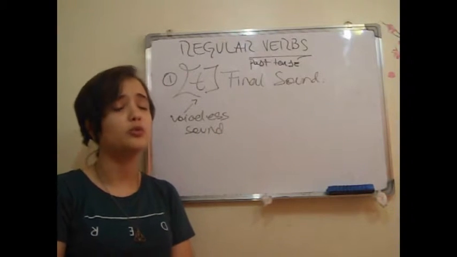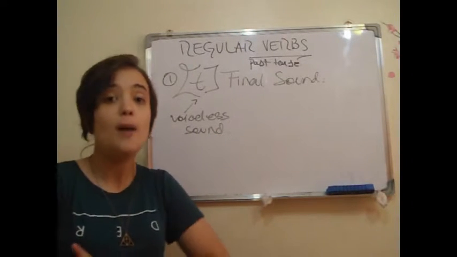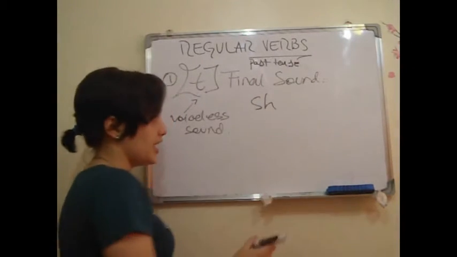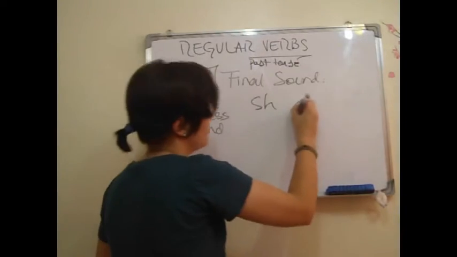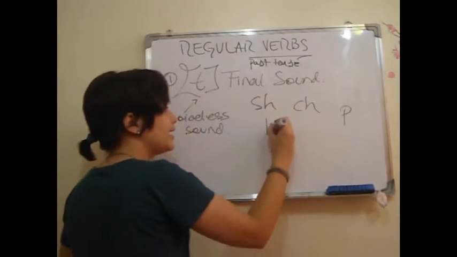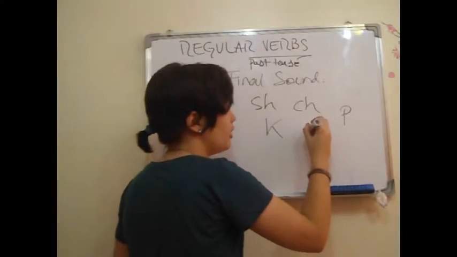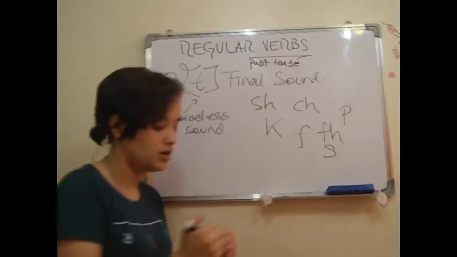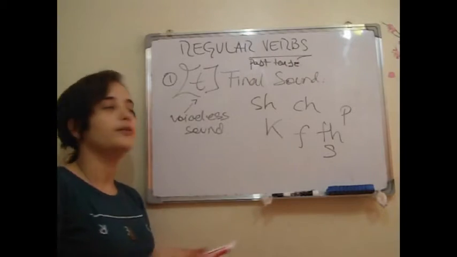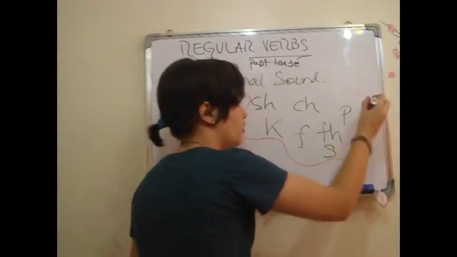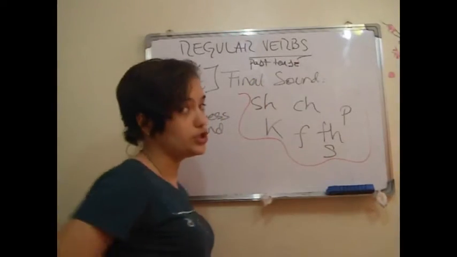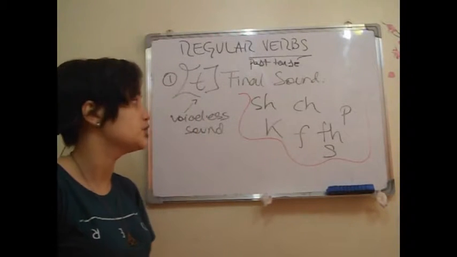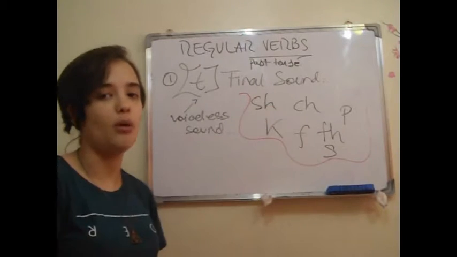Why letters? Well, we don't need to take into account the letters, but the sound of that letter, okay? We have CH, SH, CH, P, K, then we have F, right? TH, and finally S. All of them are voiceless sounds. So let's go with a few examples, and well, just wait for it, it's going to appear.